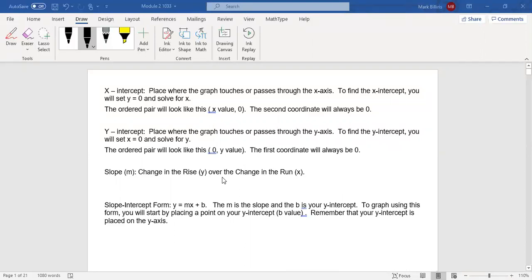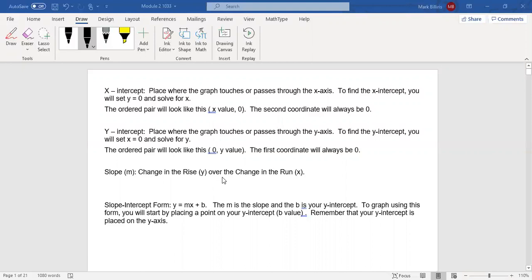The slope is the change in the rise over the change in the run. It's the ratio of change as you move from one point to another on a graph. And we'll talk about this more in a second.